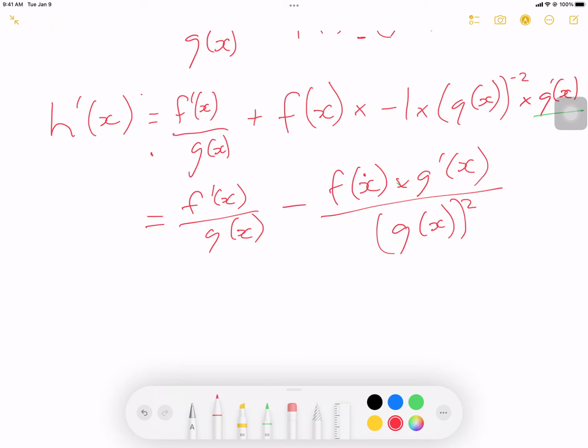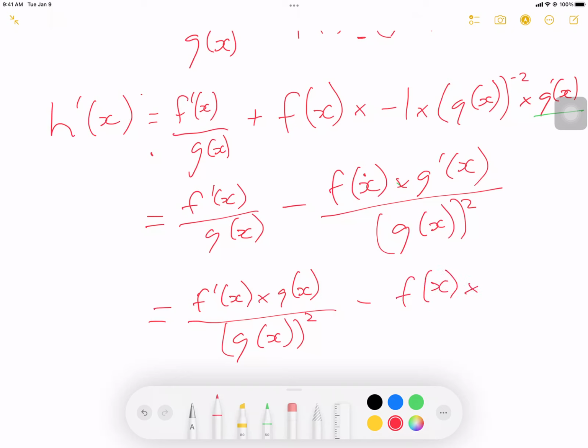It should be quite nice to write that as one fraction, and I've almost got the same denominator there, so I need to just multiply top and bottom by the same thing on that first fraction. So f dash of x times g of x all over g of x squared, minus f of x times g dash of x all over g of x squared. And of course, now they've got the common base, I can just rewrite it as one fraction and have that minus on the top, and it is proven.